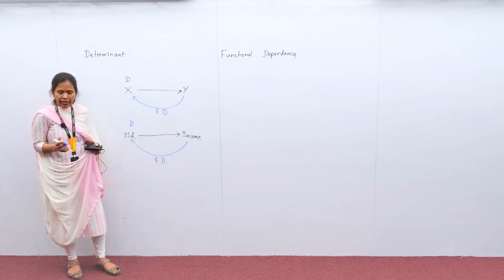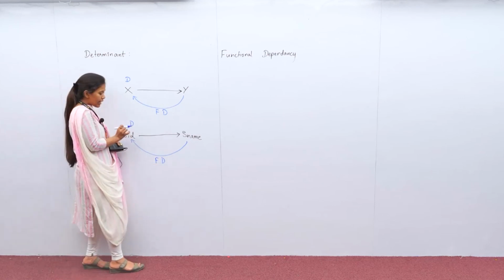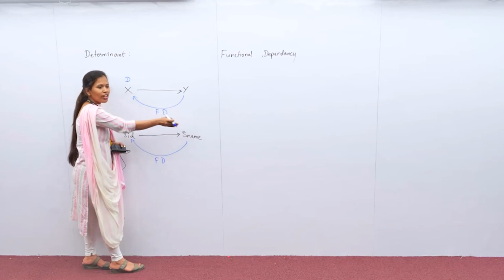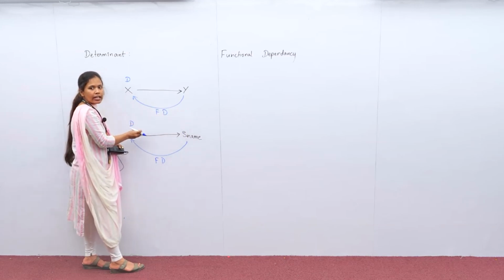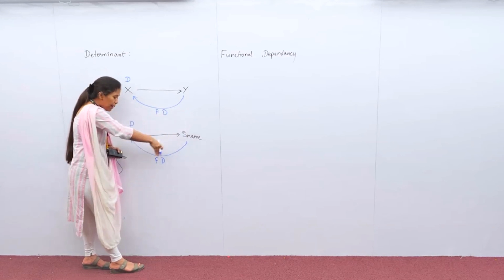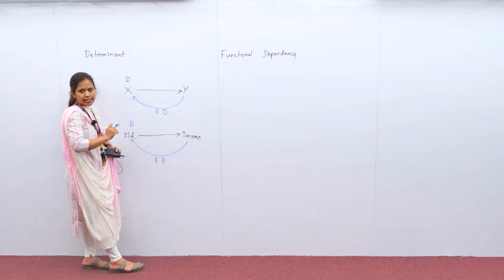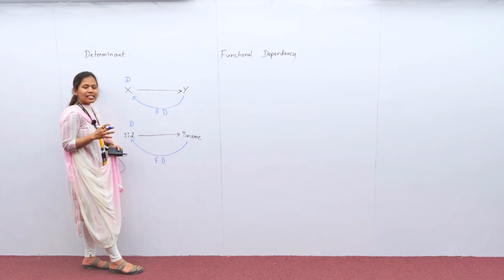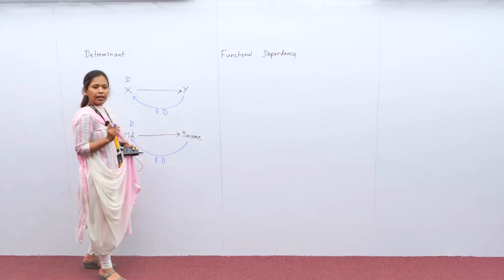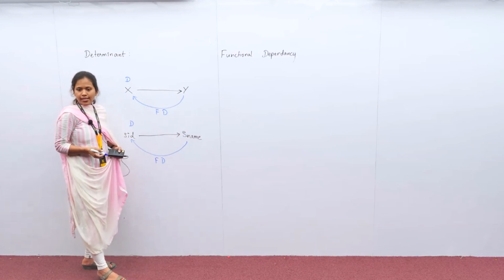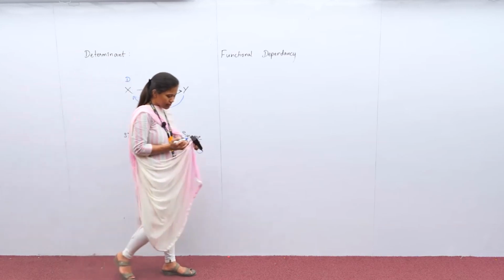So what is a determinant? If an attribute is able to determine the value of another attribute, you call it a determinant. And if an attribute is dependent on another attribute, you call it functional dependency. This is what determinant and functional dependency are. Now, everyone understood this? Yes? Okay, so kindly take this down.